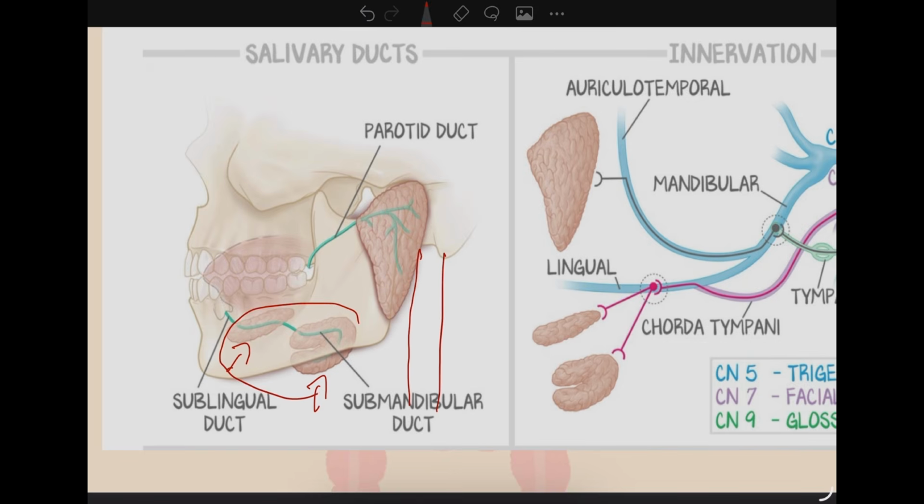Now, what about the other two? They get their supply through the facial nerve. I want you also to remember that they're closer to the face, so they get the supply by the facial nerve. It's just a way to link it, but please remember these two. Now, what's the tricky part? I will tell you now.